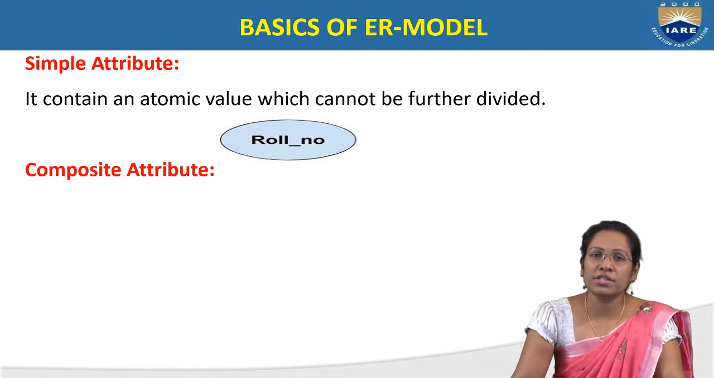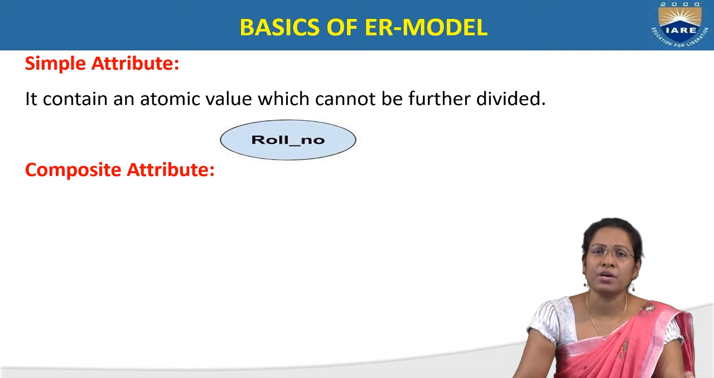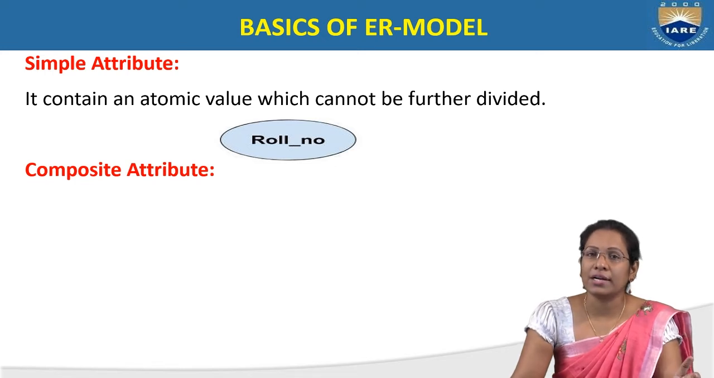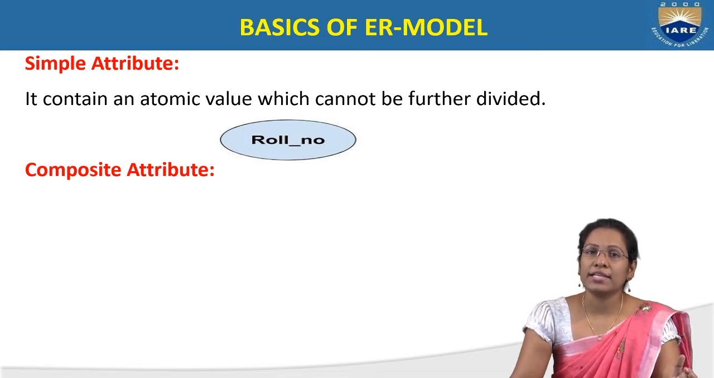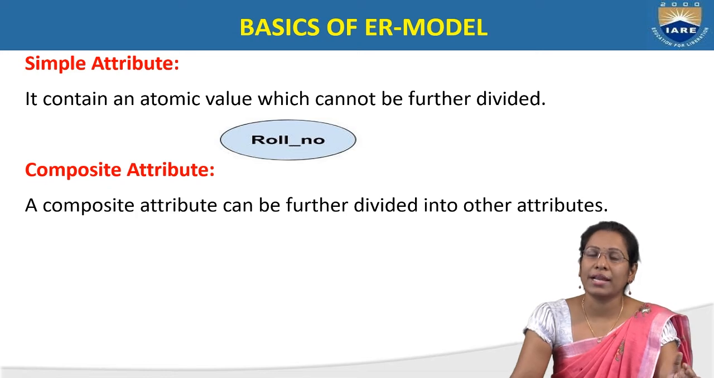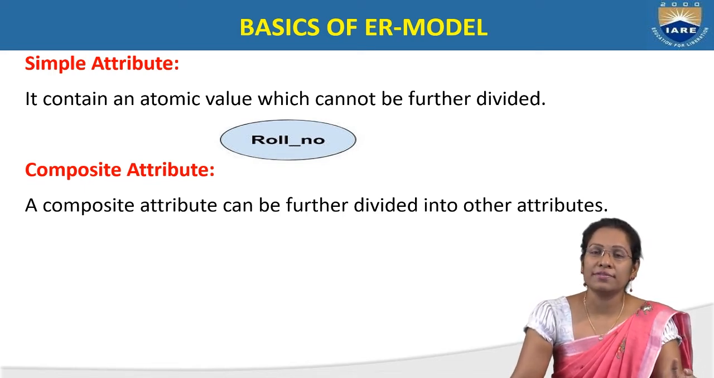Next one, composite attribute. A composite attribute is exactly the reverse of the simple attribute. Here the attribute can be further divided. There may be multiple parts for the single attribute. It is called a composite attribute. For example, suppose I take the name of the student. The name can be categorized into three types: first name, second name and middle name. In this way we can categorize the name attribute further.